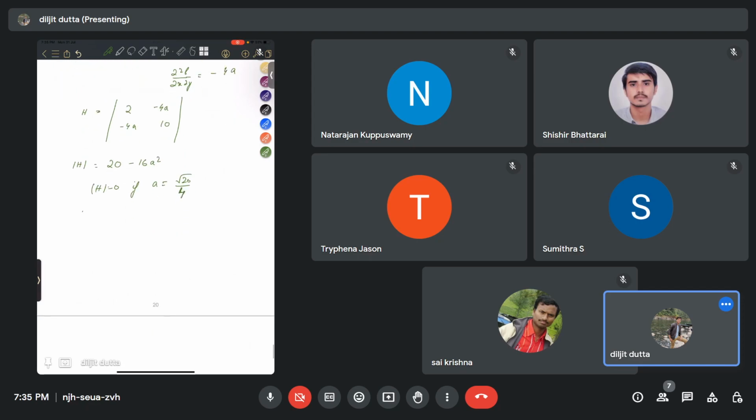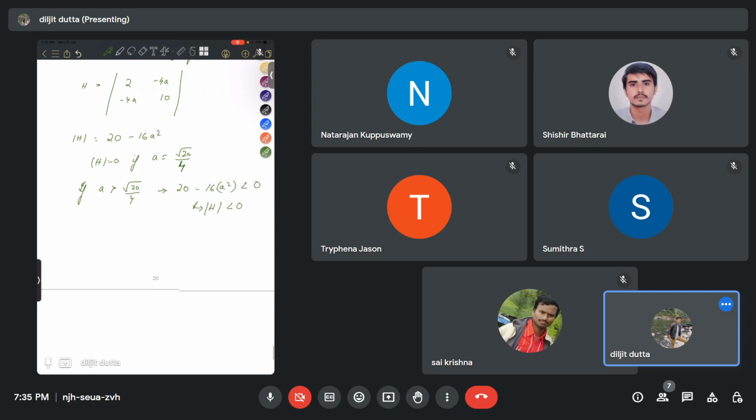Now if a is greater than root 20 by 4, then 20 minus 16 into a square will be less than 0. In that case, the determinant of H is less than 0. This is one thing.